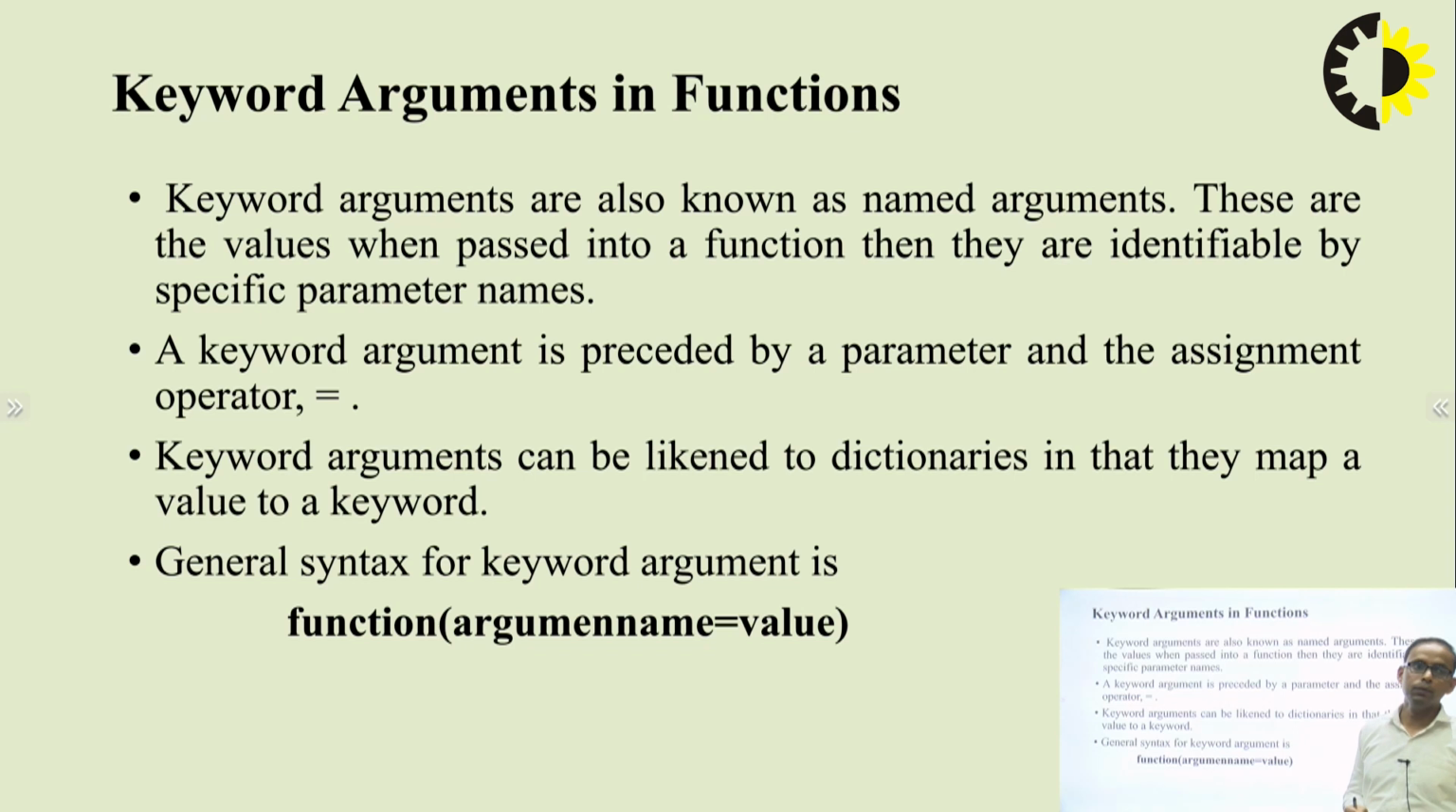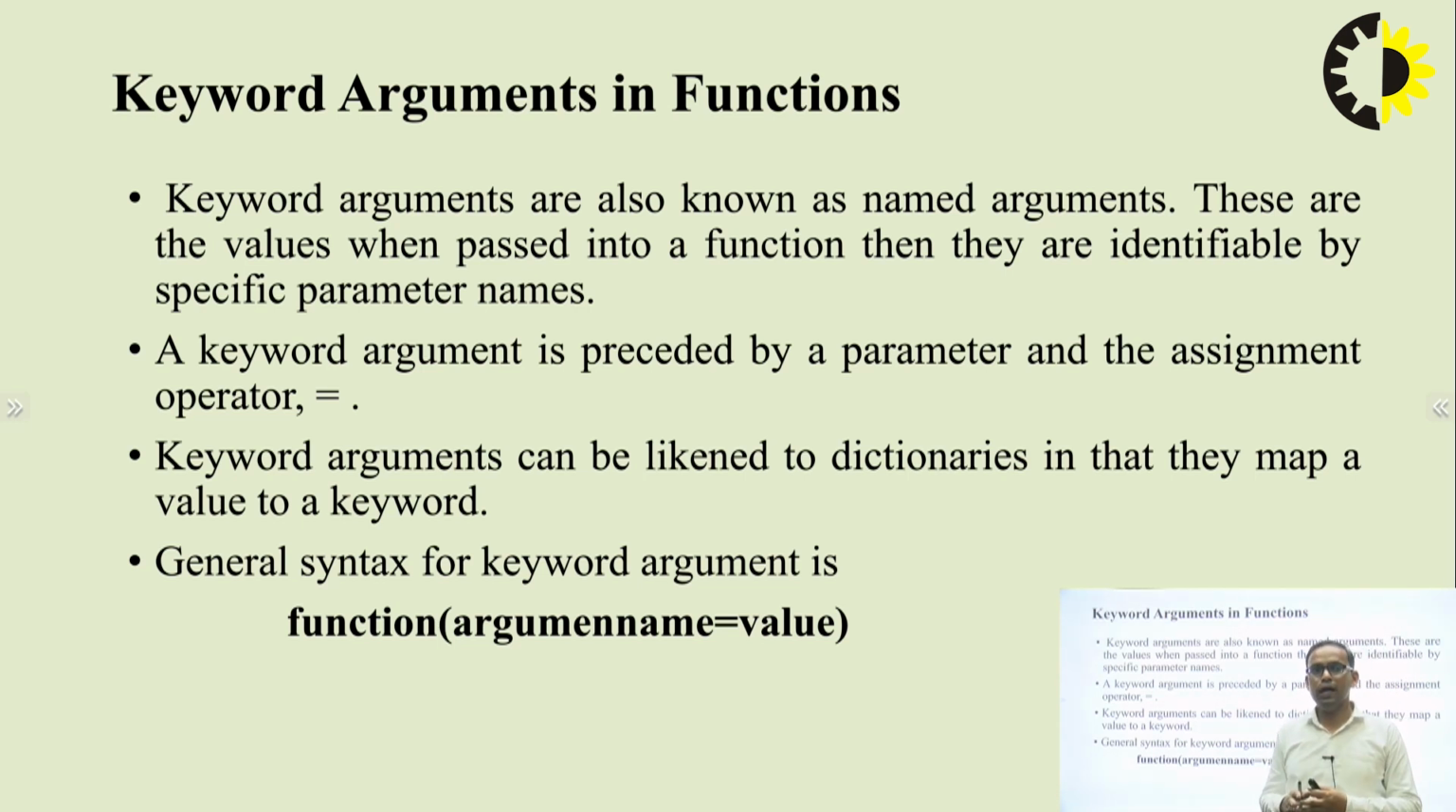Next one is the keyword argument. Keyword arguments are also known as named arguments, and these are values which, when passed into a function, are identifiable by a specific parameter name. It means here we are assigning a parameter name to the argument. For that purpose we use the assignment operator. Keyword arguments can be linked to a dictionary, in that they map a value to a keyword, like an attribute, after that the equal operator and the value of that particular attribute.